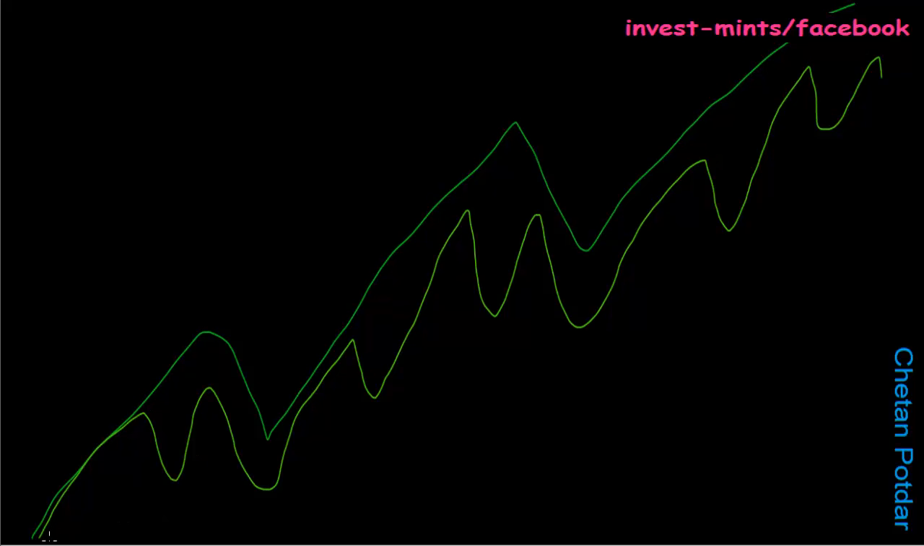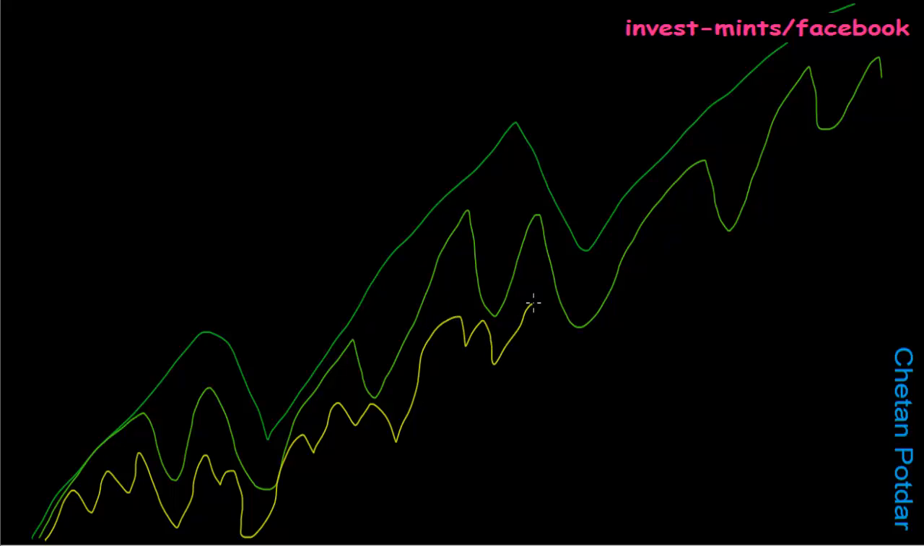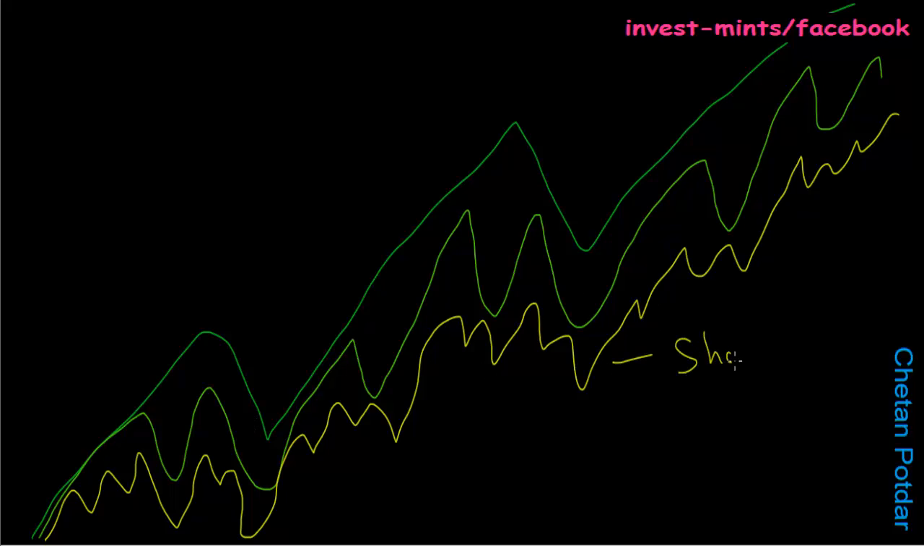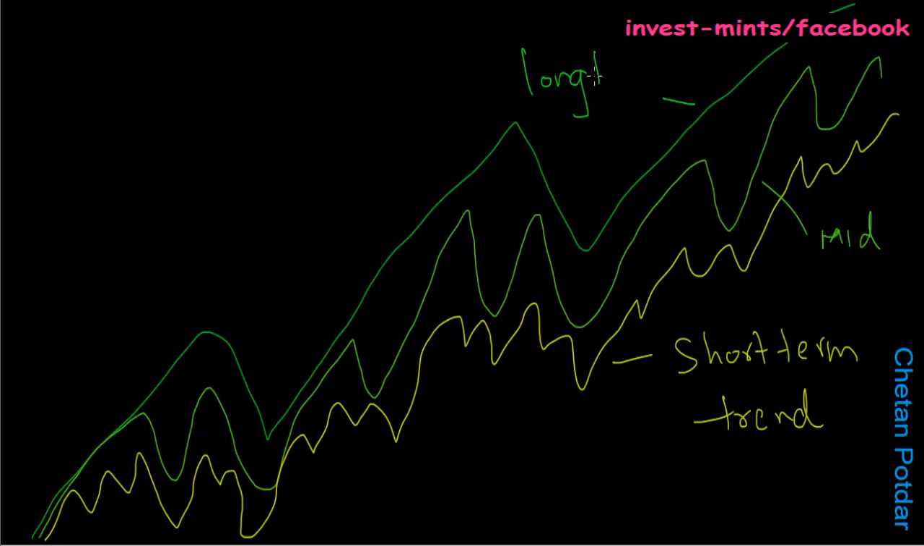This is finally how a short-term trend would look like. So right, so this one is short-term trend and this is a long-term trend. Yeah.